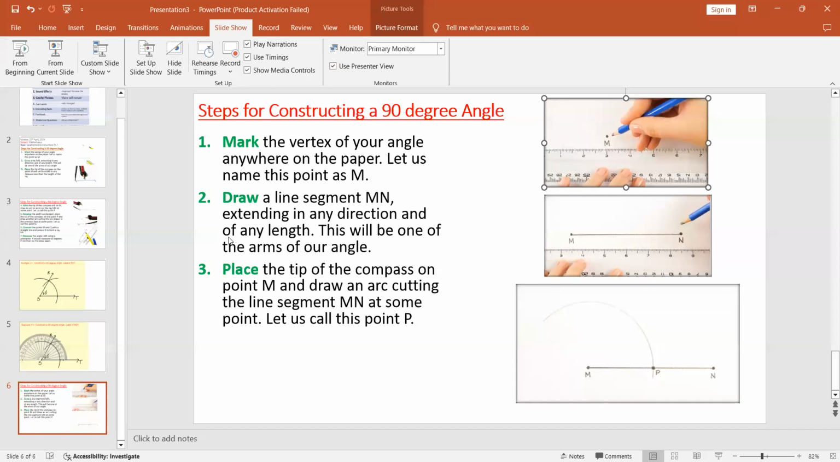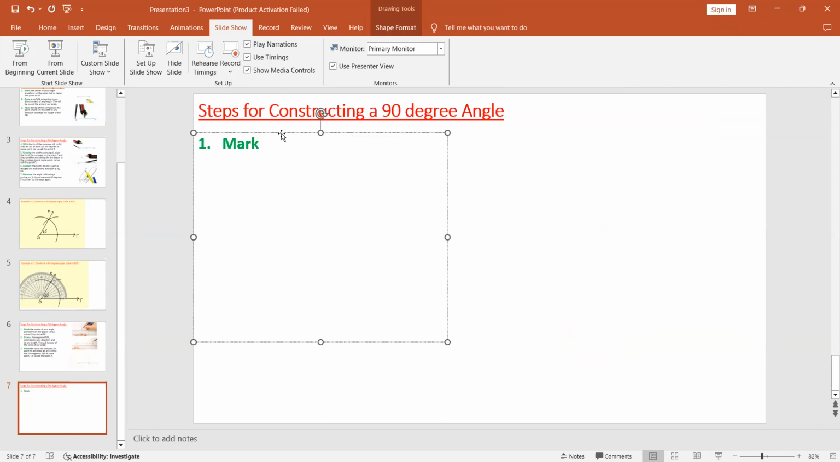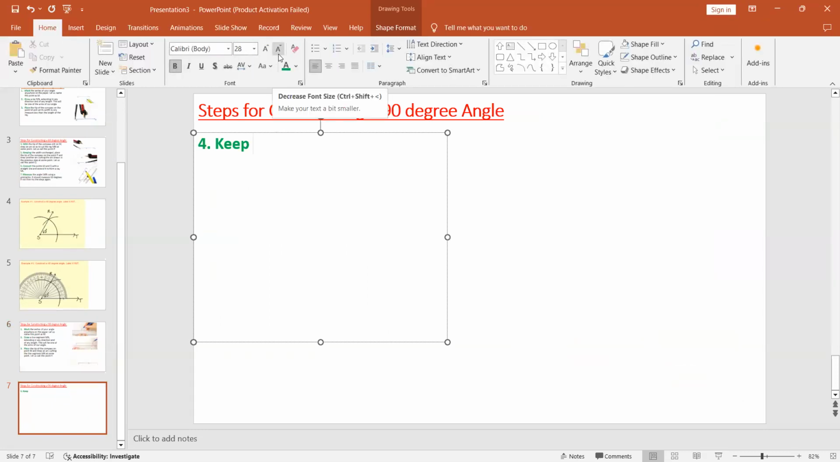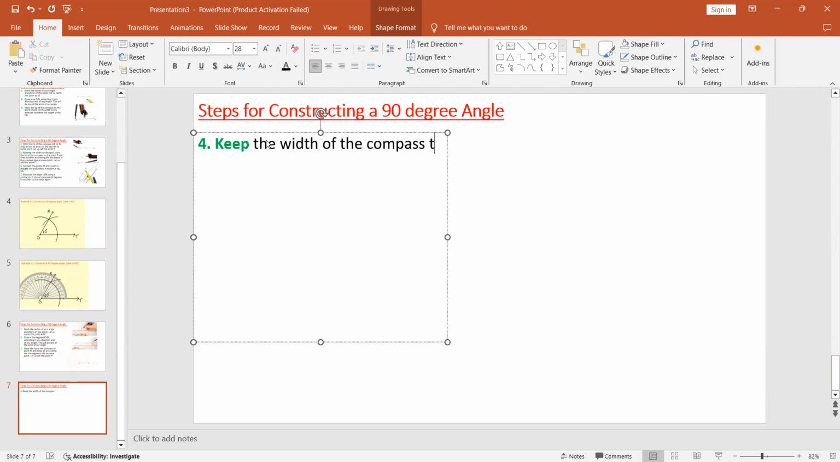All right, the next steps. Number four. This is where things change. Let me give you the notes first, and then we can look at the explanation. So you want to keep the width of the compass the same, so keep it unchanged. Then you want to place its tip on Q.